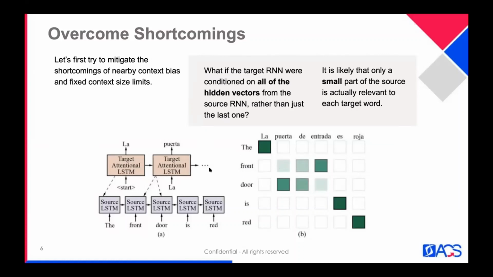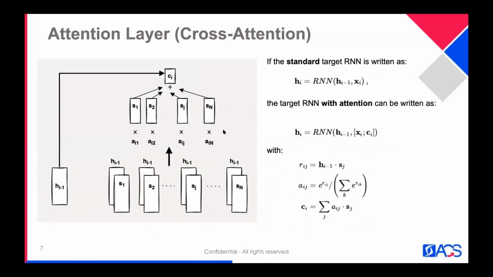How can we formalize these two ideas in mathematical terms? This is also called cross attention, because it links the encoder and the decoder. So it's also called the encoder-decoder attention.